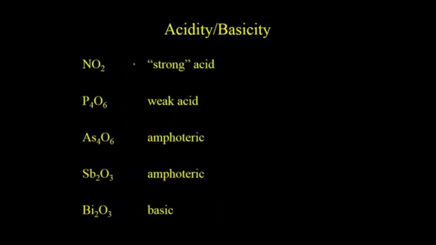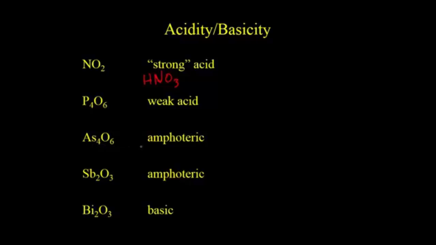As we would expect from our trends, the acidity and basicity change as we go down the group, through the metal-non-metal stair step. So nitrogen oxides are strong acids, and we learn in general chemistry that nitric acid is a strong acid. But as we learned back in our acid-base chapter, it's not quite a strong acid. It doesn't quite completely dissociate in water. The phosphorus oxide forms weak acids, and we'll see that later on in the next slide.